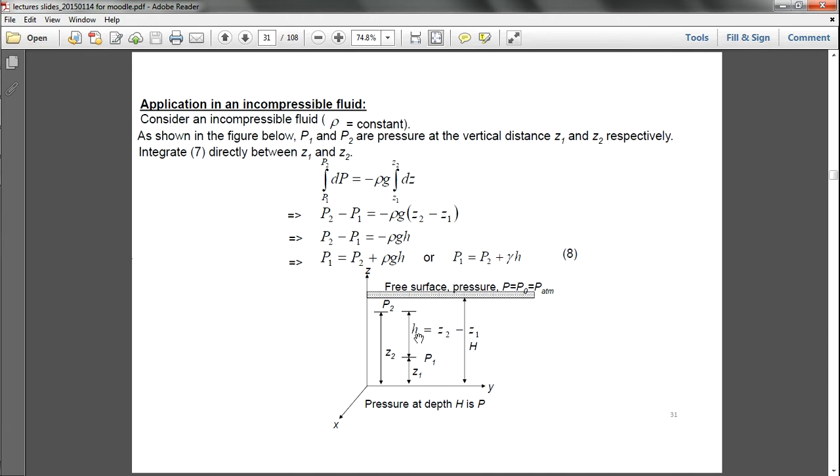However, this requires a multi-level type of thing. We take that at the free surface, the pressure is P equals P naught, which is atmospheric pressure, which is air itself. And once you go in depth, rho GH comes in, where H is the height itself, the height of the depth.